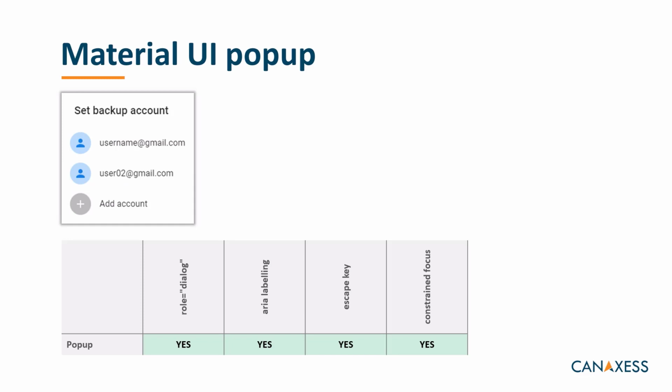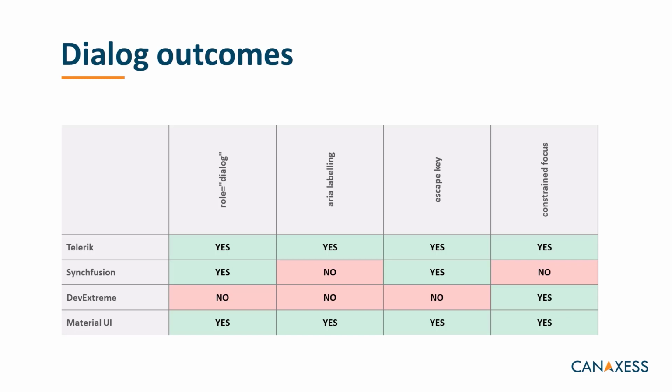The last vendor is Material UI. It has the appropriate dialog role, correct labeling, and the keyboard behavior is contained within the dialog with the escape key used to close the dialog. Another great example. But from this very short demonstration of one simple pattern, a dialog, it's implemented in any number of ways by multiple UI library vendors.